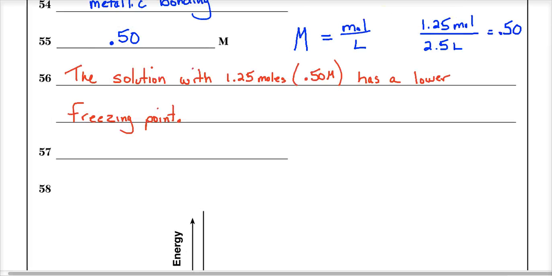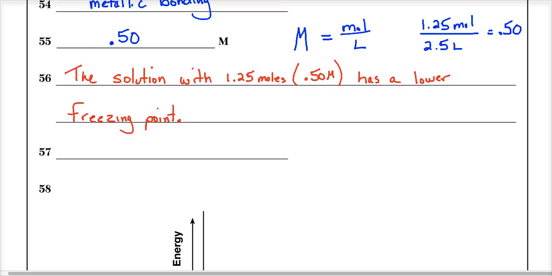So I said the solution with 1.25 moles, the original solution, which is the 0.5 molar solution that we just calculated for in 55, has a lower freezing point. That's all you needed to say. Now you could say it's lower than the first one, this solution has a lower freezing point, but I would pay particular attention to what you're responding to. I would tell the person reading and grading your Regents what you're talking about.